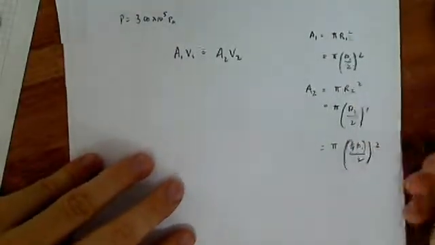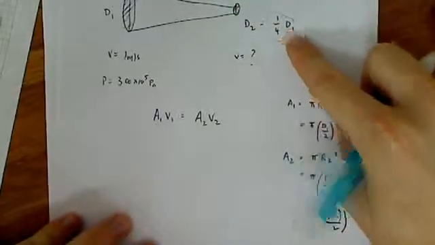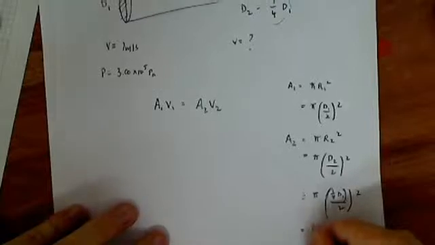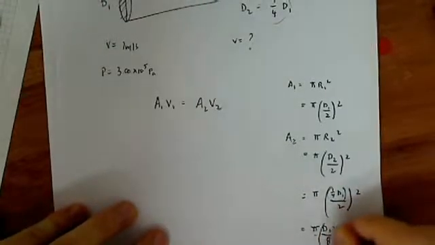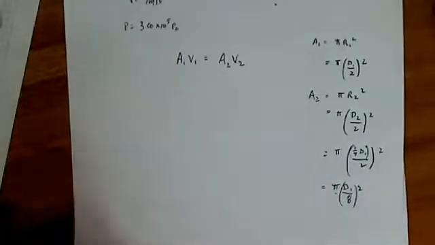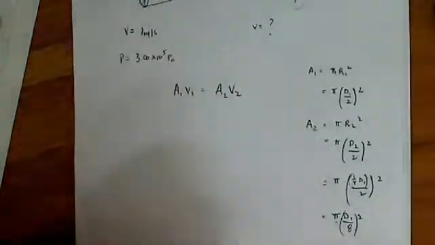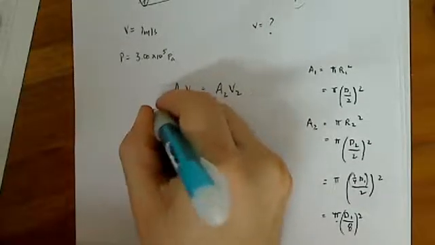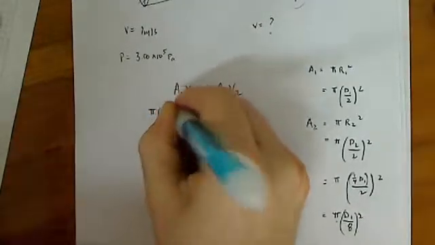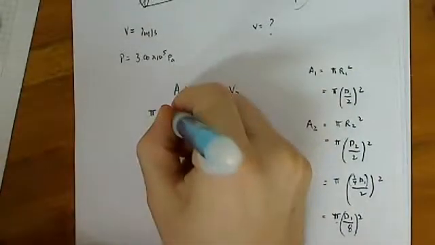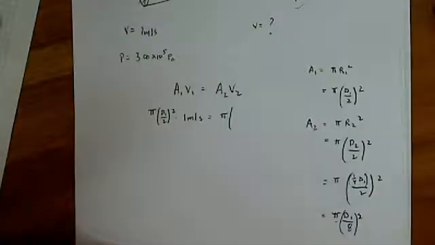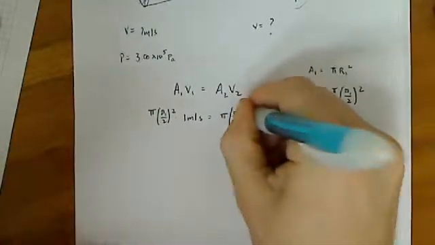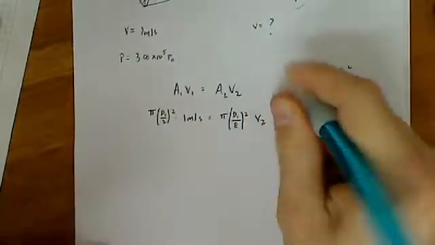All I did was sub that into here. That leaves me with pi times (D1 over 8) squared. Now let me sub these two back into our original equation. We have pi times (D1 over 2) squared times V1, which in our question is 1 meter per second, equals A2, pi times (D1 over 8) squared, times V2. This is what we're trying to find, V2.